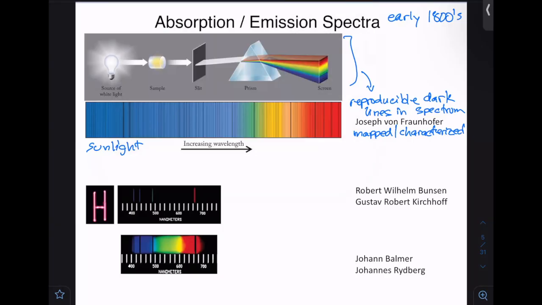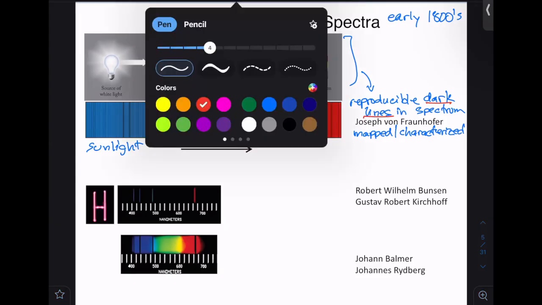Now, that doesn't mean that they understood where the dark lines came from, but the fact that they were so reproducible and measurable made them think that, okay, something's causing this, we need to figure out what's going on. Can we explain the underlying theory? The theory explains, it gives you the how and why of the observation. All right, so let's take it a little step further.